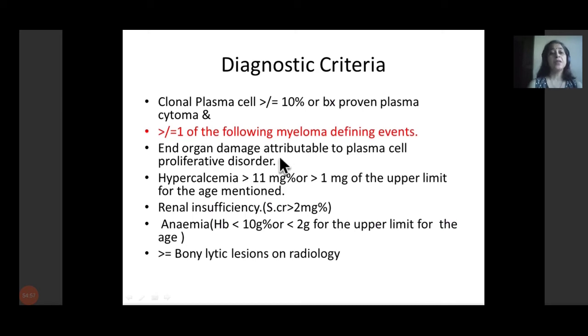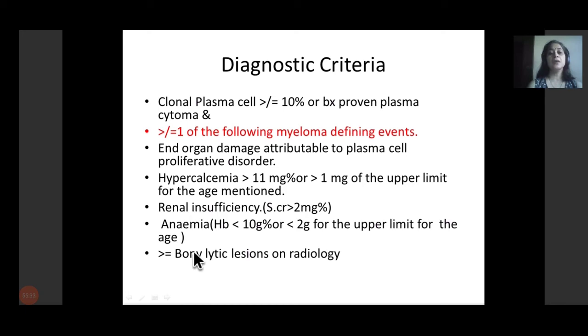There has to be an end organ damage, which is attributable to plasma cell proliferative disorder. There could be hypercalcemia, which is more than 11 milligram percent, that is almost 1 milligram above the upper limit for the age cutoff mentioned. And renal insufficiency, where the serum creatinine is more than 2 milligram percent, and anemia, which is less than 10 gram, or 2 gram below the lower limit for the age mentioned. There has to be bony lytic lesions on radiology, could be one or multifocal or more than one.